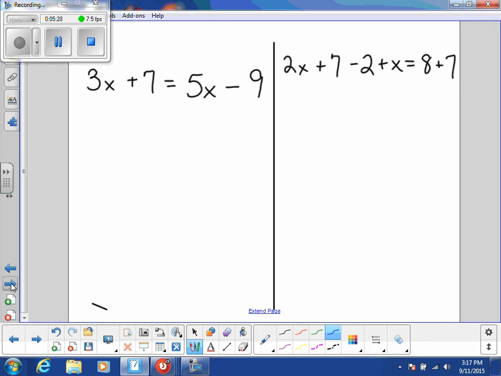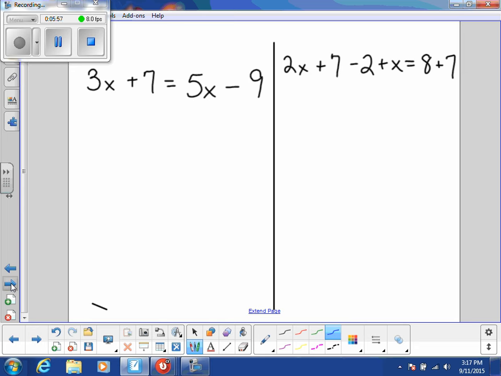All right, here are two more. And I just wanted to point out, now some people really don't like to have variables on the right. I don't care. Variables can be on the left or on the right as long as you have the x on one side and the number on the other for your last step. And there are also people who don't like to have a negative coefficient. But I don't care which way you do this exercise.